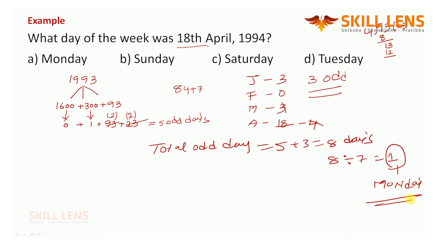Once you know the logic, the job is very easy. Instead of adding 93, 23 and 1, try to look at the near multiples.